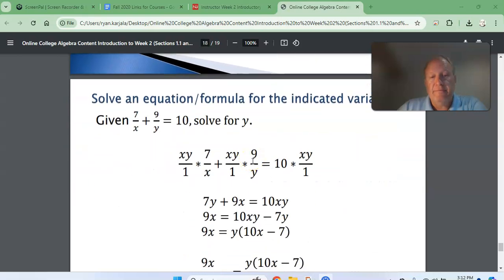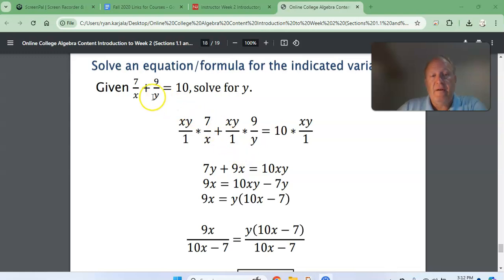Here's another example. Notice how this time your denominators are x and y, so you multiply every term by xy. It reduces the fractions. And now you're left with 7y plus 9x equals 10xy. And you can solve that equation.